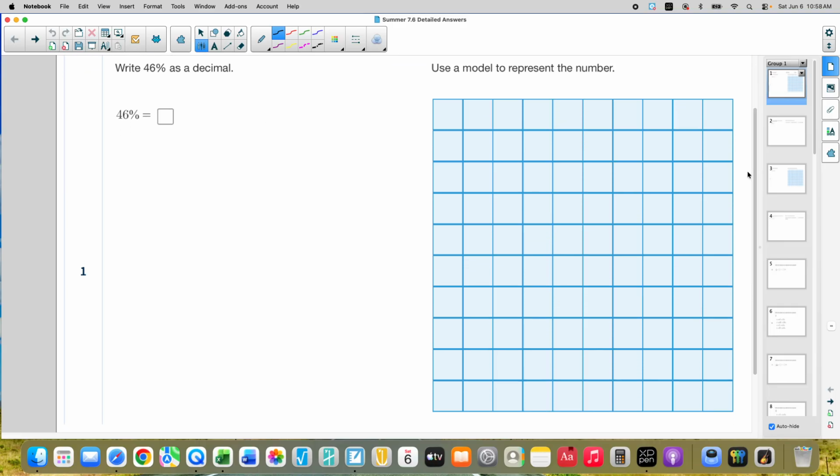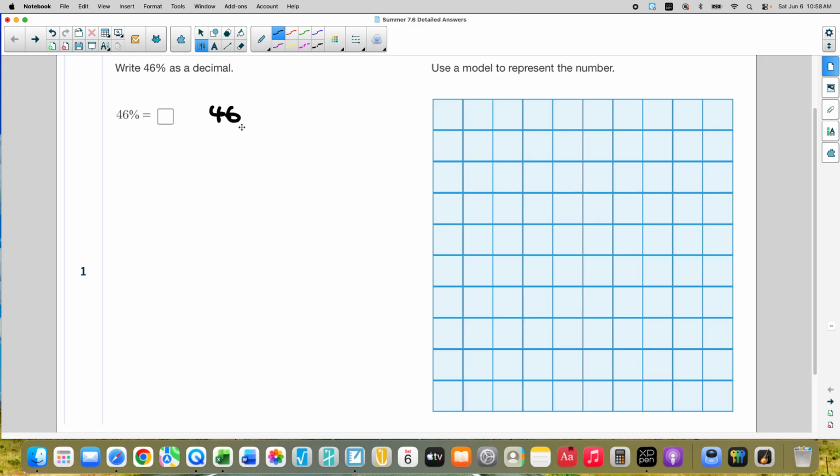Well, we have this 10 by 10, which has 100 boxes in it. So when we see 46%, 46% is 46 out of 100 boxes that will be shaded. And then if we had to write this as a decimal, that would be 0.46, 46 hundredths. So when it's in the denominator, we put a TH on the back there. So that's the hundredths place. Hundredths. So we have 46 hundredths.